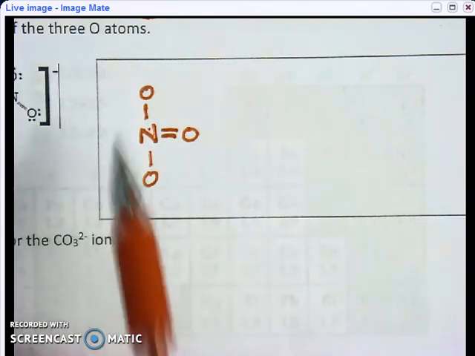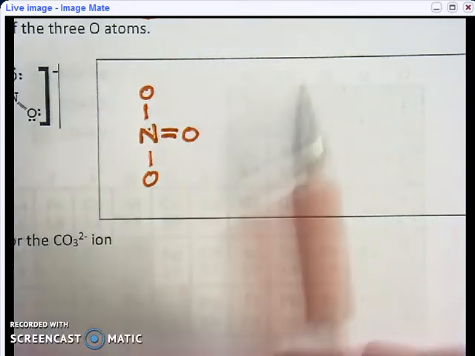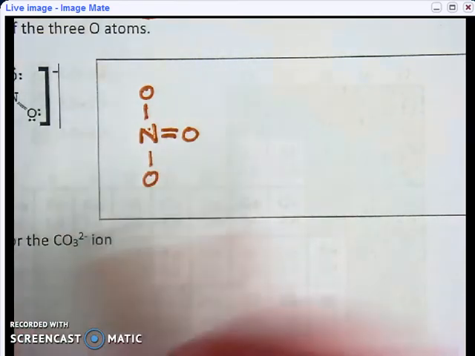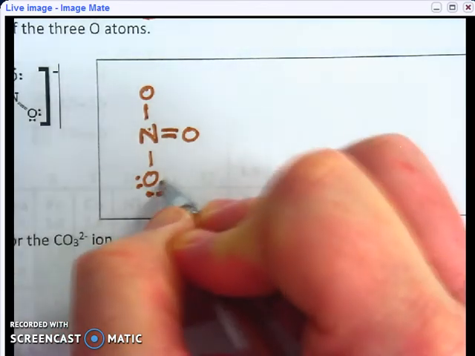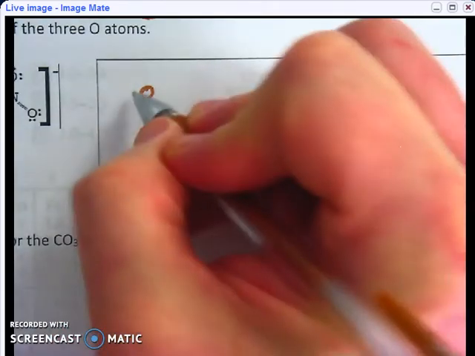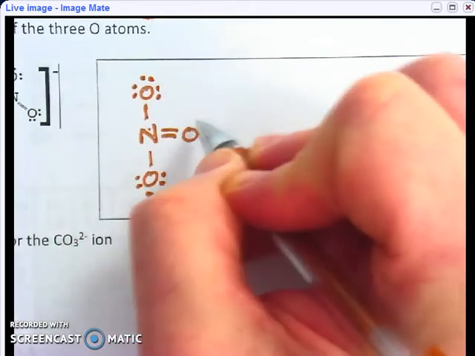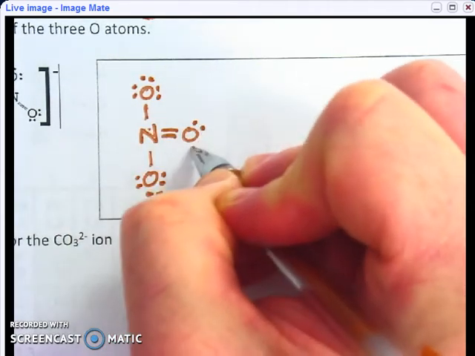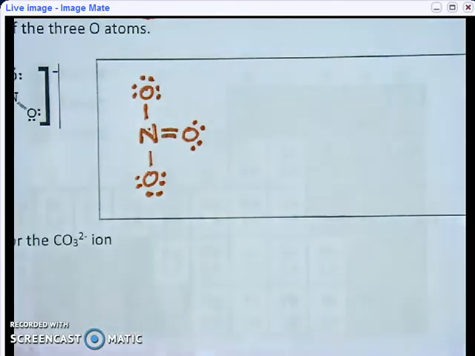I could have put it on any one of these. I just picked that one arbitrarily for right now. Okay? And then I have 16 unshared. 2, 4, 6, 8, 10, 12, 14, 16. So that's a Lewis dot structure for a nitrate ion.